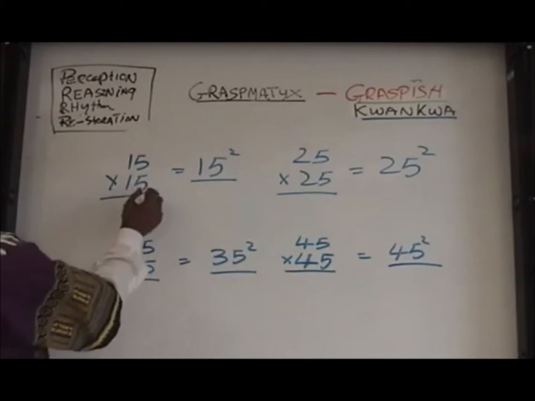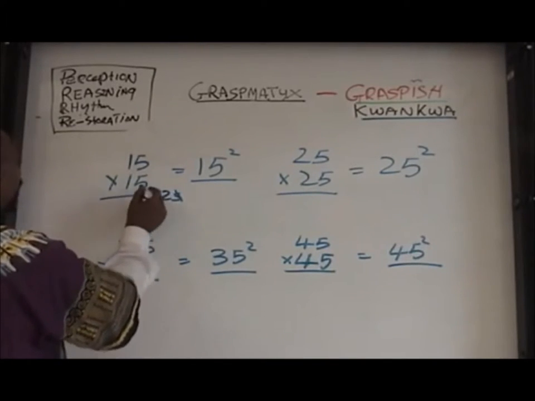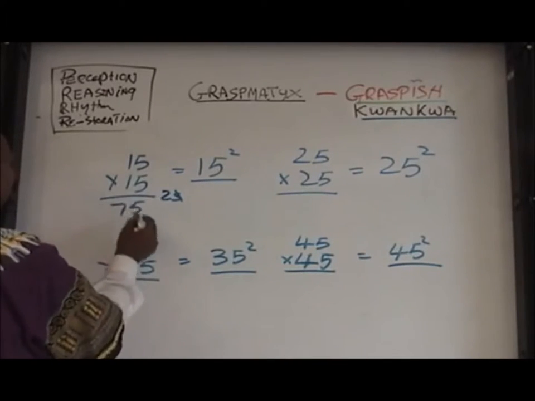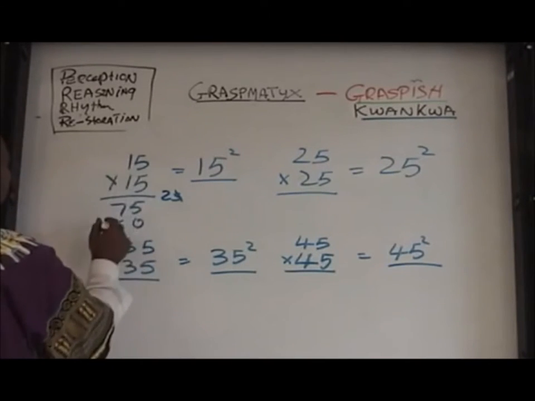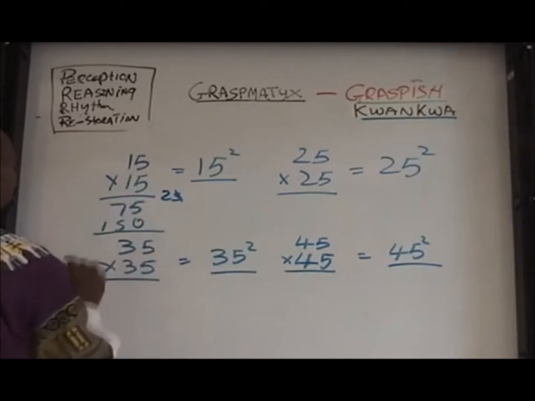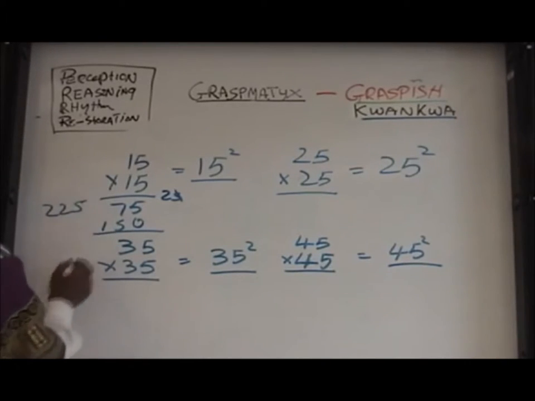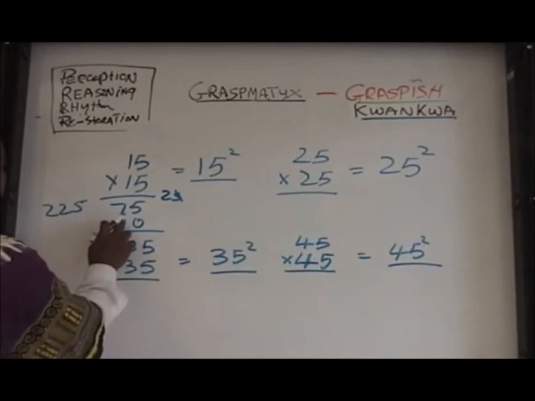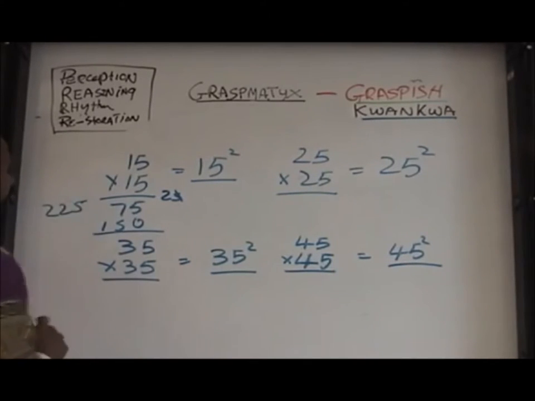Well, in school, it taught me to do it this way. 5 fives are 25. 5 ones are 5, and 2 is 7. I put a 0 here. I say 1 times 5 is 5. 1 times 1 is 1. I have to add these two to get the sum. When I add it, I get 225. Because 15 plus 7 will give me 22, and then plus the 5. That's the way I was taught to do it in school.